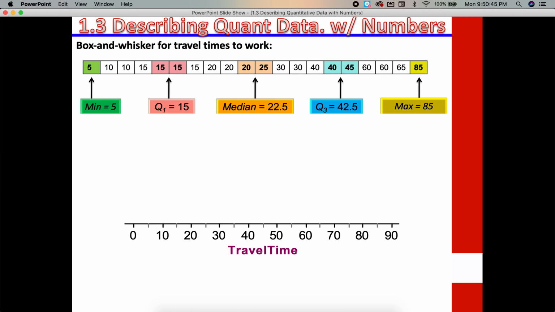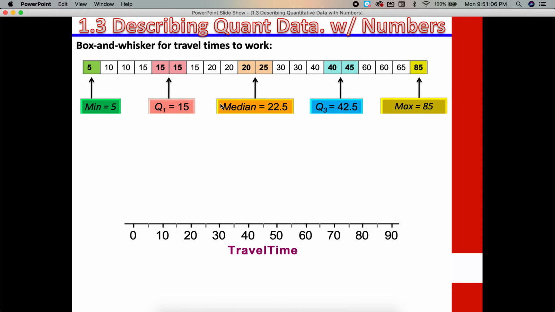We also said that if I want to quantify what an outlier is, we would need to use the 1.5 IQR rule. That's important to remember. The IQR is the interquartile range. That's Q3 minus Q1. It's essentially the range of the box, the middle 50% of data. And in this case, Q3 minus Q1 is 27.5.